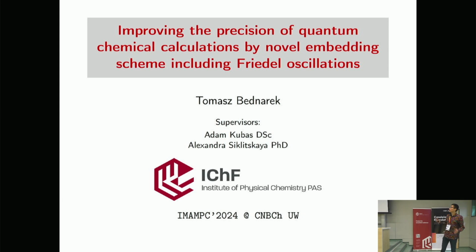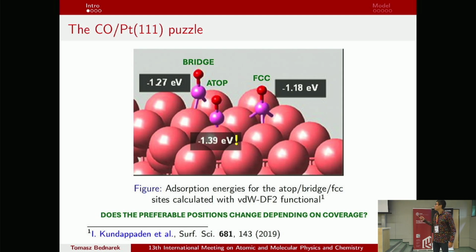And today I would like to tell you about a novel embedding scheme for including Friedel oscillations for quantum chemical calculations. But first, let me start with the famous, or rather infamous, CO on Platinum 111 puzzle. Basically speaking, after Kohn and Sham proved the correctness of DFT, that is density functional theory method, it became a primary tool in computational chemistry for analyzing chemical reactions and chemical adsorptions.